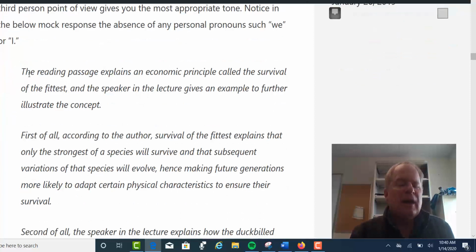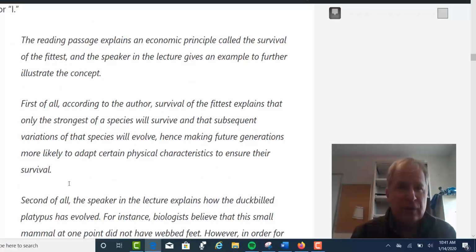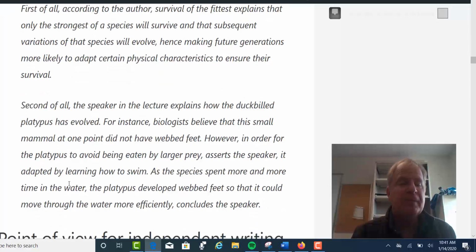So it says, the reading passage explains an economic principle called the survival of the fittest, and the speaker in the lecture gives an example to further illustrate the concept. First of all, according to the author, survival of the fittest explains that only the strongest of a species will survive and that subsequent variations of that species will evolve, hence making future generations more likely to adapt certain physical characteristics to ensure their survival.